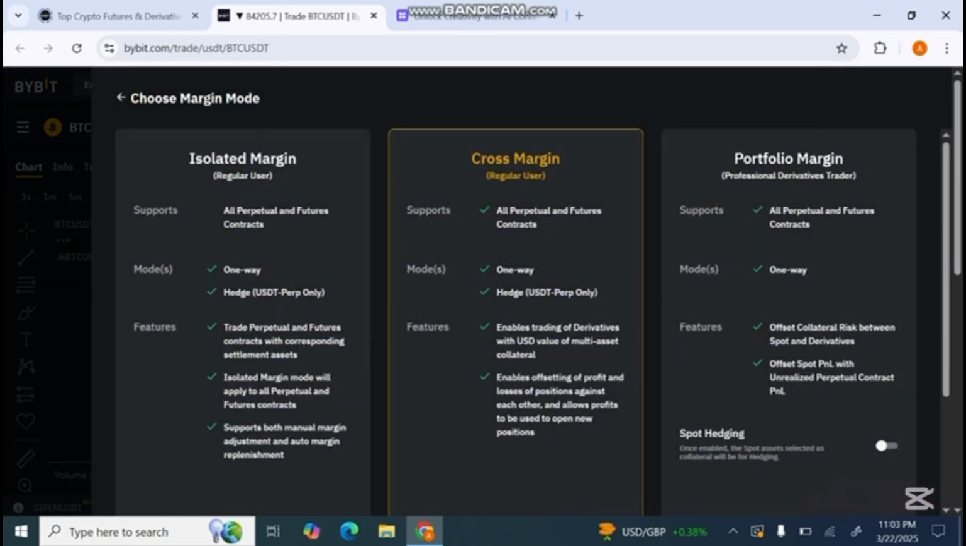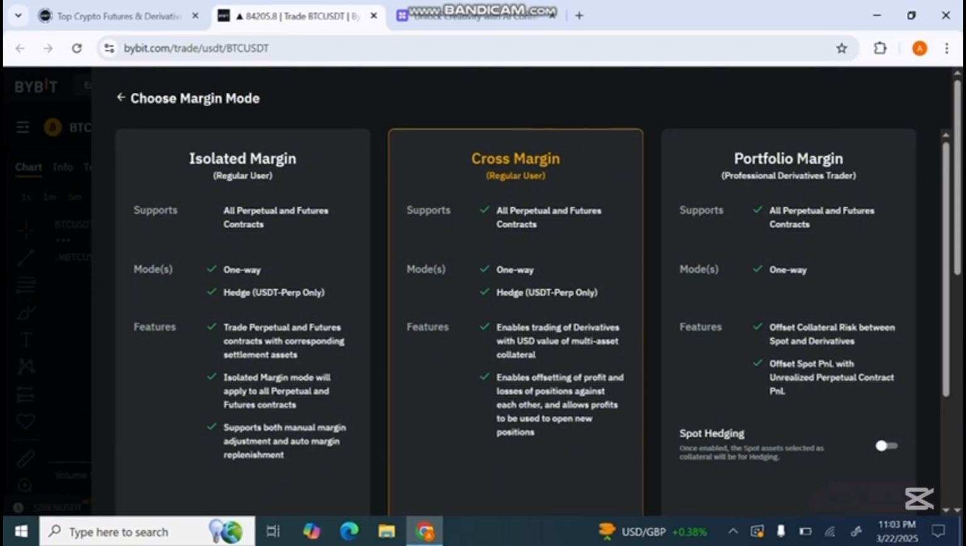So now let's do a comparison between cross trading and isolated trading. Let's first talk about cross trading. In cross trading, you invest your money, and when the coin goes into loss, they take money from your bank account to keep that coin alive even at the bottom. So that's how cross trading works.